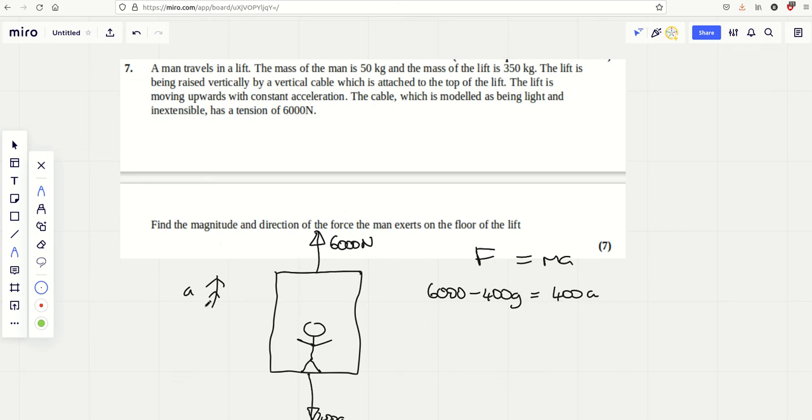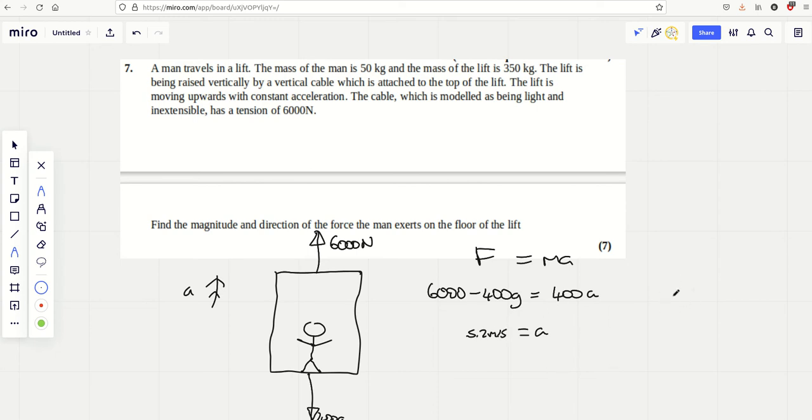Then I'll be able to use that acceleration to find the force a man exerts on the floor of the lift and the force that the floor of the lift exerts on a man, because they will be balanced forces internally. Okay, that allows me to find a, and you can just work it out on a calculator, and it comes to 5.2 meters per second squared.